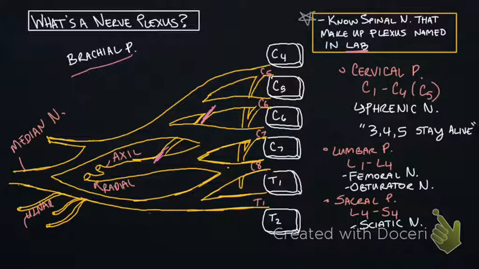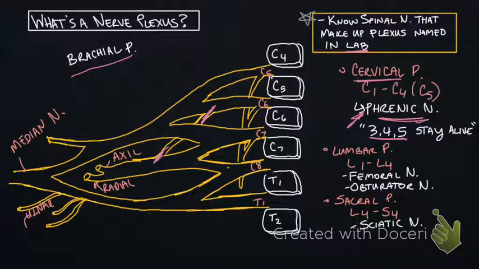And we also have the cervical plexus, which is C1 through C4, sometimes C5, and it includes the phrenic nerve. And sometimes you'll hear people say 3, 4, 5 stay alive, because we need the phrenic nerve, because it innervates the diaphragm. Without that, we cannot breathe.